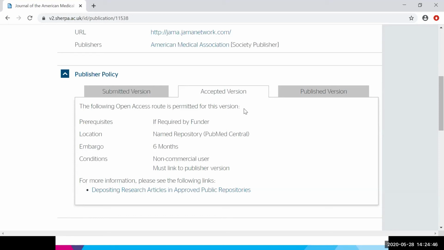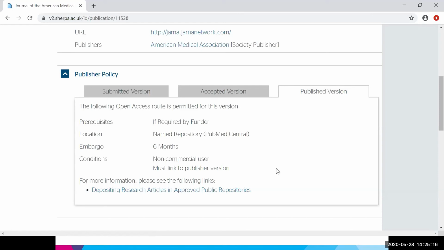So in this case, JAMA will do it automatically. You don't have to do it yourself because this is a mandate. But this is a fairly standard policy for journals. So the accepted version, the postprint, is usually the version that journals are willing to allow to be self-archived. So let's take a look at the published version policy.